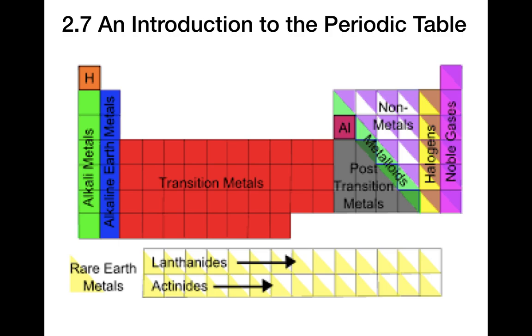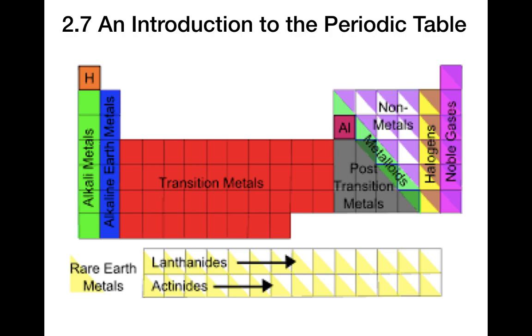We have our post-transition metals shown here in gray. We have aluminum, which is really kind of metallic as they come. So typically we don't include aluminum with the metalloids. We have the metalloids, which are along the diagonal, which runs from boron down to astatine. Metalloids have properties, physically and chemically, kind of between metals and nonmetals.